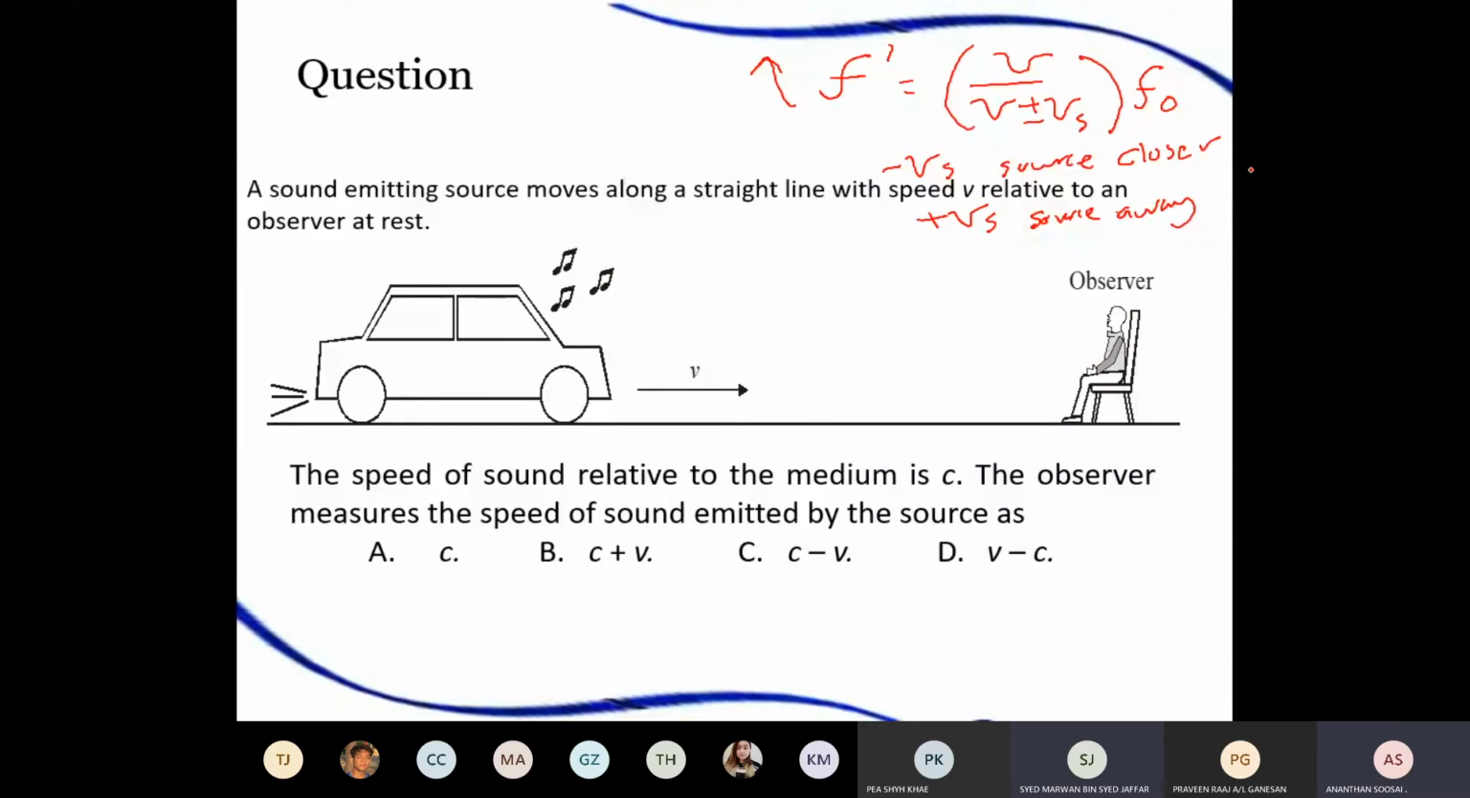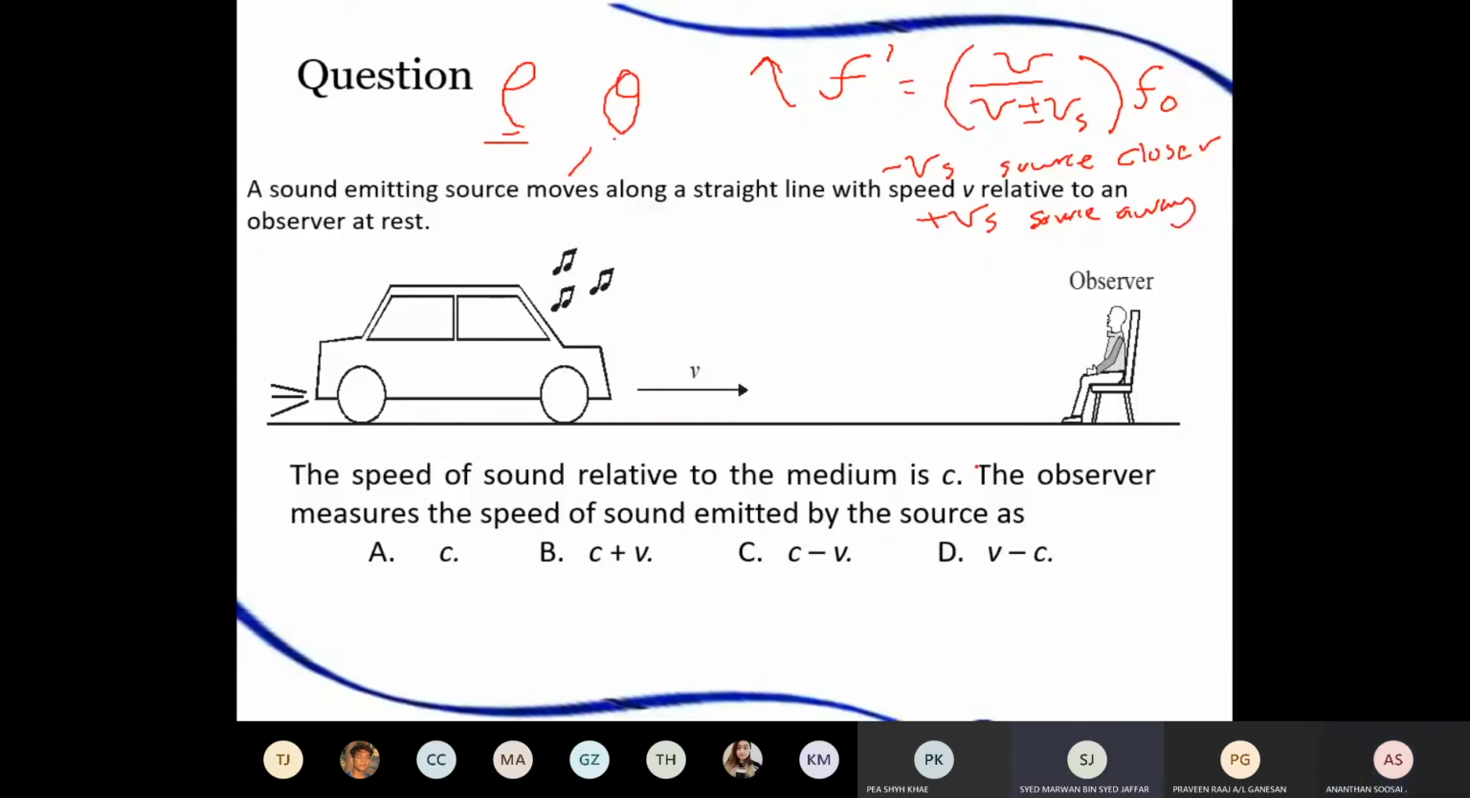The speed of sound relative to the medium is C. Measure the speed of sound emitted by the source as the observer going to see the speed of sound as C plus V or C minus V. Is the speed of sound affected by the speed of the source? No. Speed of sound is only affected by two factors. What are the two factors that affect the speed of sound? Density, the density of the air, and the temperature. Only the density and temperature can change the speed of sound when it reaches you.